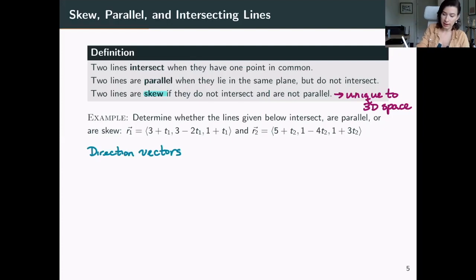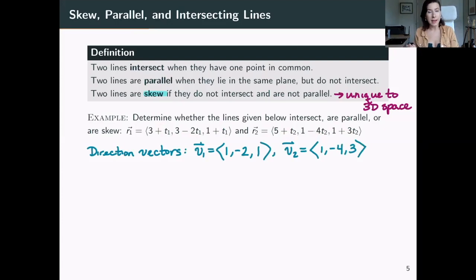So our direction vectors are going to be, in the case of the first one, V1. I can look at my parametric equations and realize here I have 1, negative 2, and 1. So my vector would be (1, -2, 1). And my second direction vector would be V2, in the same way, being equal to (1, -4, 3).